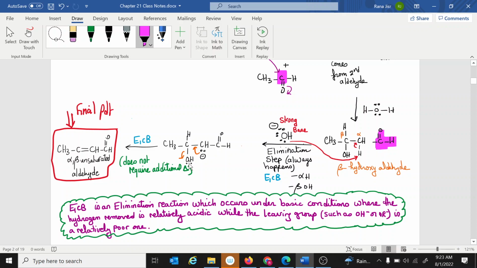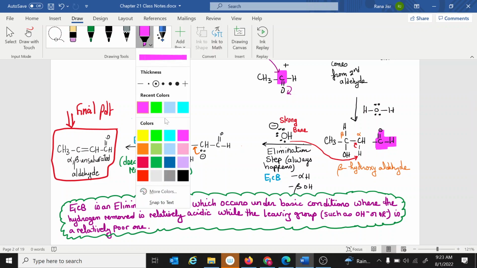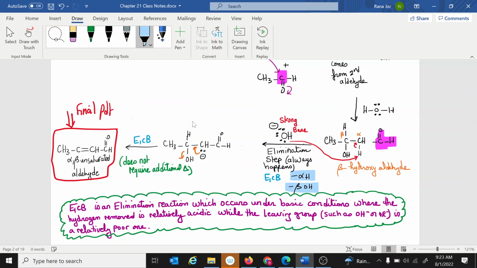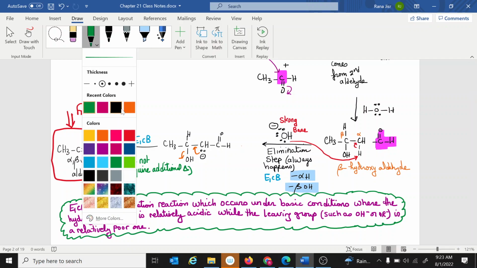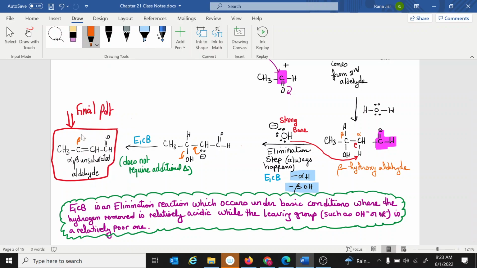This means it's as if I'm losing water. And the water is going to come from the alpha hydrogen and the beta OH. So with E1CB, it's as if you are losing an alpha hydrogen and a beta OH. And your final product is always going to be an alpha beta unsaturated carbonyl, whether it's an aldehyde or ketone. So always go to the end.